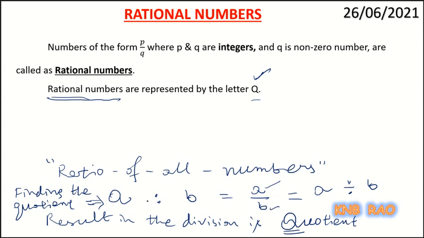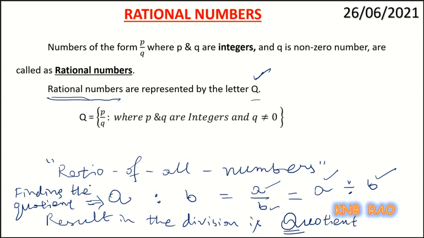When A is to B is represented as a division operation, A is called the dividend and B is called the divisor. These are various names which you have already learnt. So, the rational number set is represented with the letter Q because the ratio of any two numbers gives you a quotient. And the rational number set Q is represented like this: a number of the form P by Q where P and Q are integers and Q is not equal to 0.